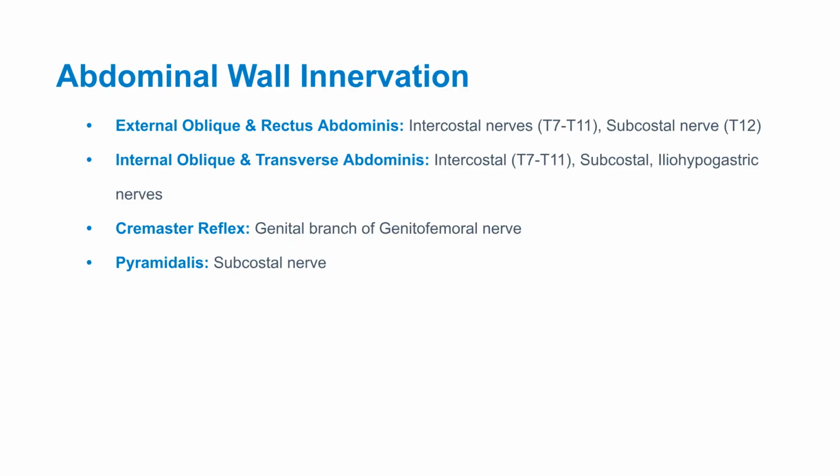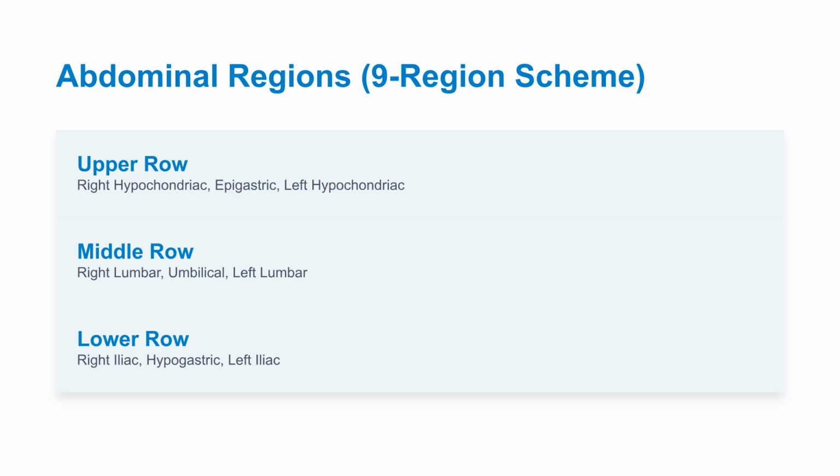Abdominal wall innervation involves several nerves. The external oblique and rectus abdominis are supplied by intercostal and subcostal nerves. The cremaster reflex is due to the genital branch of the genitofemoral nerve. The abdomen is divided into 9 regions.